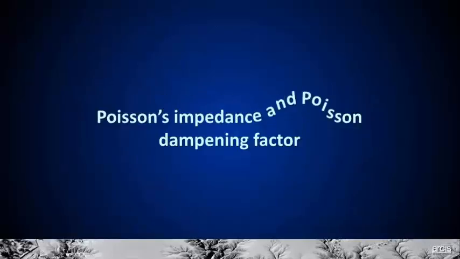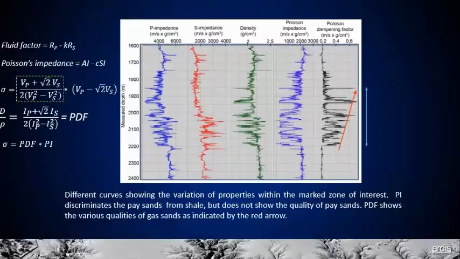The next part is about the Poisson's impedance and Poisson's dampening factor, and we have been playing around with this. These were introduced some time back, and I'll just give you an idea. Of course, the details we can discuss later when we have the break. The idea is that we talk about the fluid factor when we extract the P and the S reflectivity using Fatti's approximation from the prestack data. The fluid factor is the difference between the P reflectivity and the scaled version of the S reflectivity, and it's supposed to be a fluid indicator.